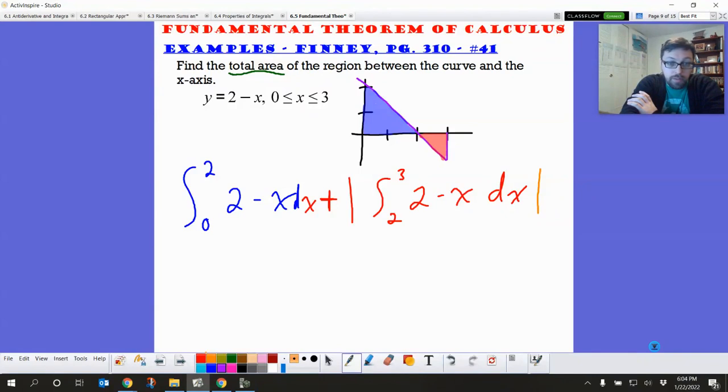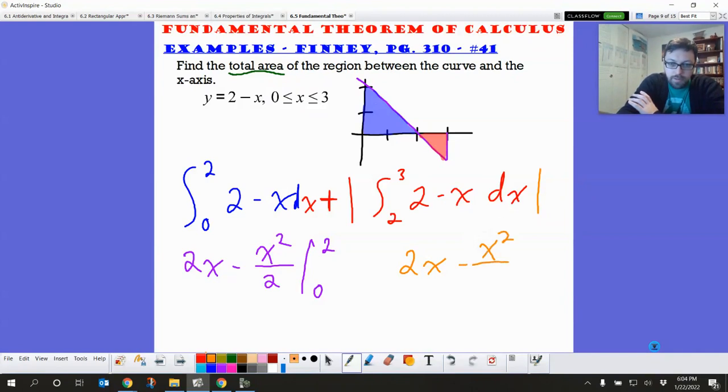So the antiderivative of 2 minus x is going to be 2x minus x squared over 2. We're going to check that integral from 0 to 2. Then the other one is going to be the same thing, 2x minus x squared over 2. And then this one's going to be from 2 to 3.